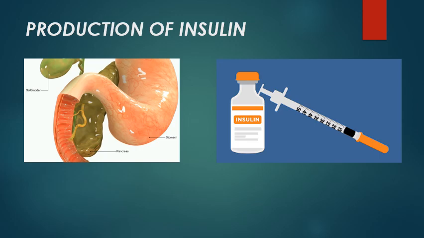But in those people who suffer from diabetes, where the blood sugar level is increased or decreased, in such conditions they need synthetic insulin. And this synthetic insulin is produced with the help of certain types of bacteria, especially E. coli bacteria, and thus it controls the blood sugar level in such diabetic patients.